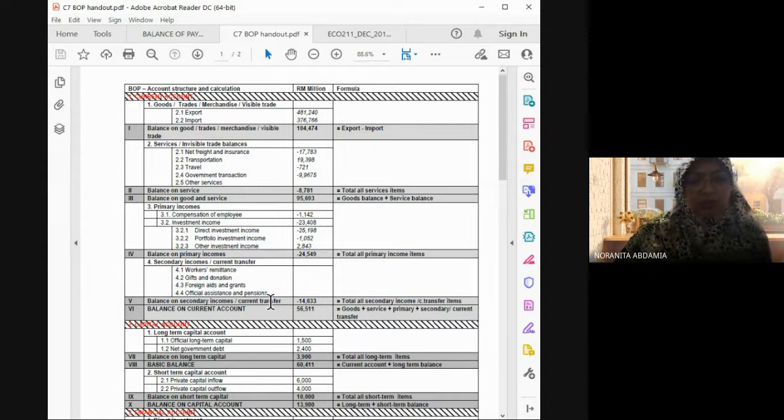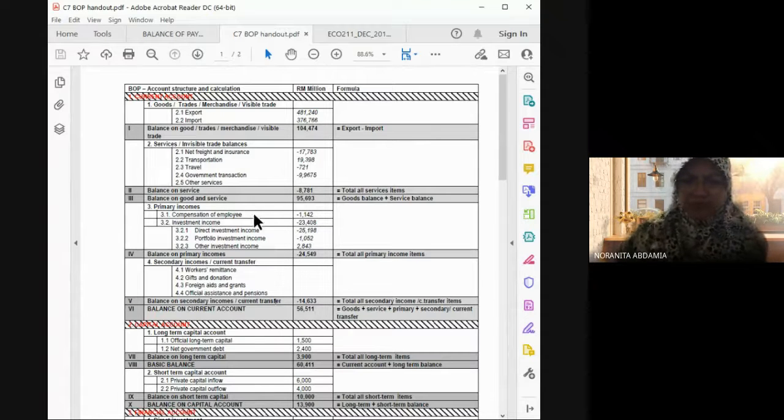If you are required to write or build up this BOP record or structure, you must put the sub account and the item in the correct position according to this. So far I have reached the balance on goods and services. Can you follow me? Any question so far? Okay, madam. Alhamdulillah. You are all geniuses. Amin.